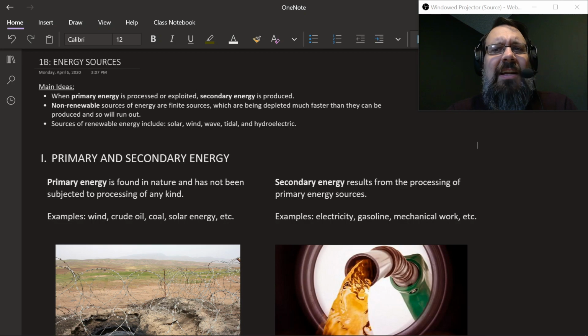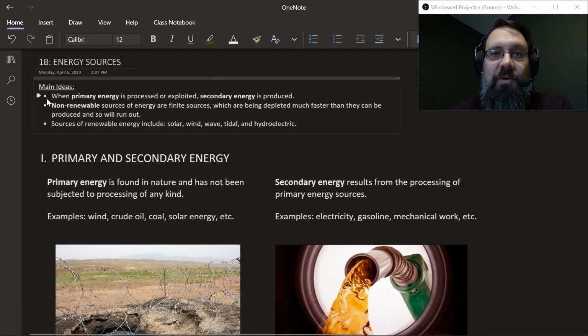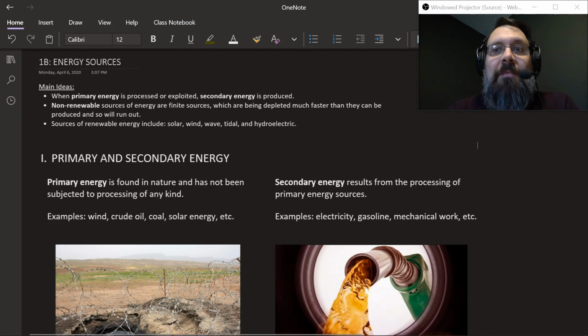So I have three main ideas that I want to teach you guys about today. When primary energy is processed or exploited, secondary energy is produced. The second main idea is that non-renewable sources of energy are finite sources. They're being depleted faster than they can be produced, and so they'll run out. And the last thing is that I want you to know some sources of renewable energy, like solar, wind, wave, tidal, and hydroelectric. Those are the ones that IB mainly concerns with. There's also geothermal, but we don't really go into that in the IB curriculum. All right, so those are my three main ideas for the lesson today. We're just going to get started.